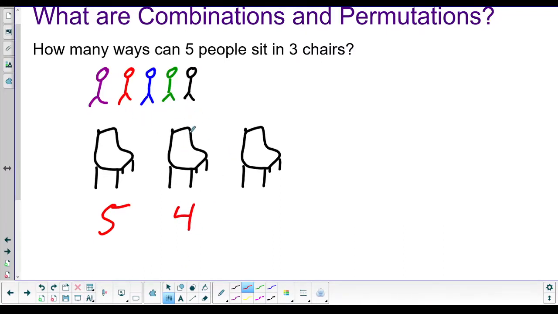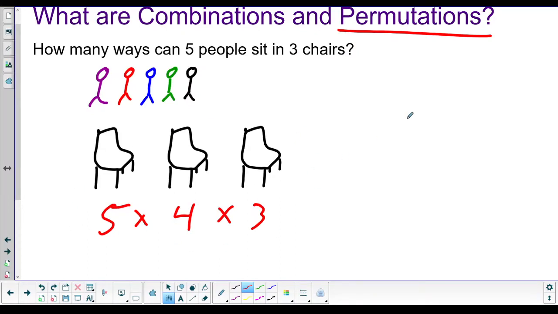And then obviously one of them sits down, and then we have 3 options left. So if I want to know how many ways there are for 5 people to sit in 6 chairs, it's 5 times 4 times 3. This is not quite a factorial like we just saw, right? It's not a perfect factorial because we're missing the times 2 times 1. This is what a real permutation is.